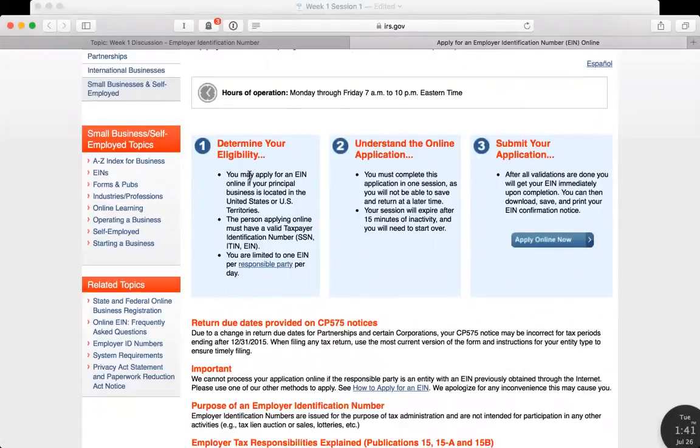First of all, you need to make sure that you are eligible for one, which really, it's hard not to be, but if your principal business is located in the United States or U.S. territories, so you couldn't be doing this from Canada, for example, the person applying online needs to have a valid taxpayer identification number. So do you have a social security number? If you do, you're good.